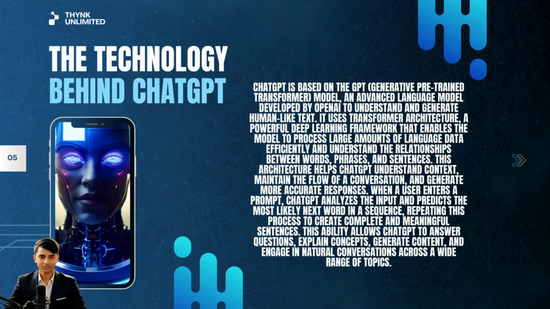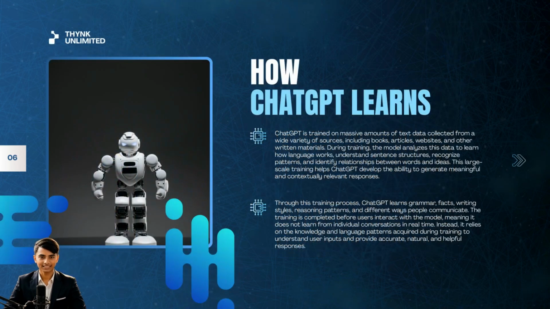ChatGPT is built on the Generative Pre-trained Transformer model, a sophisticated language model by OpenAI. It uses transformer architecture to efficiently process language data, understanding word relationships. This enables ChatGPT to maintain conversation flow and generate accurate responses, predicting words to form complete sentences, thus engaging naturally across diverse topics.